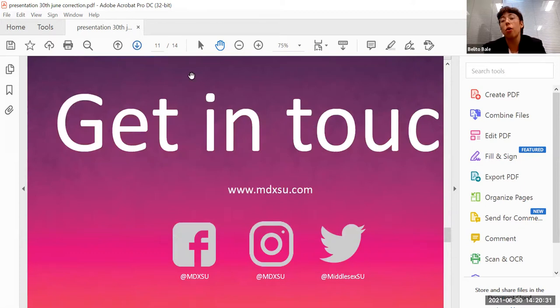But yeah, I don't really want to go on too much about what we're doing because I'm aware that we've got to get on to Whitney, and I don't want to give you an information overload, but there's lots of different services that we can provide. You can have a little look at us and what we're up to at mdxsu.com here. And we're also on Facebook, on Twitter, and on Instagram too. So please give us an add, see what we're up to.